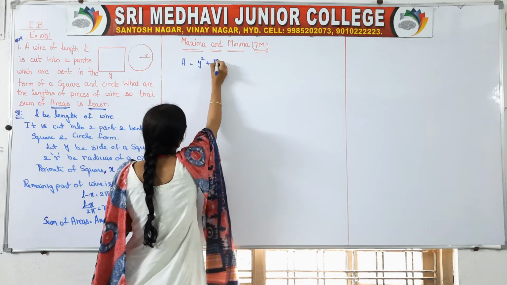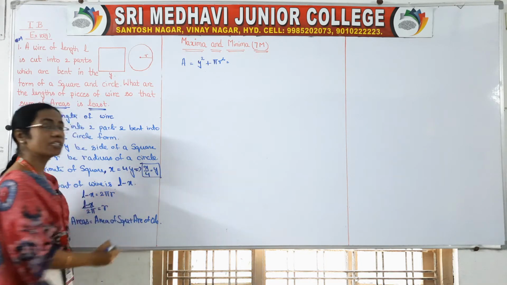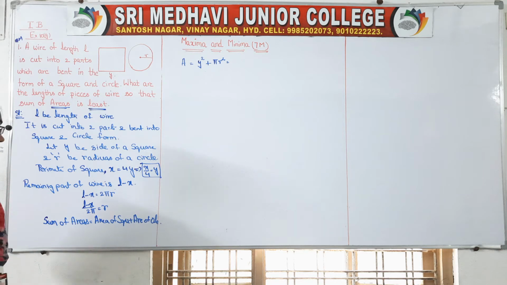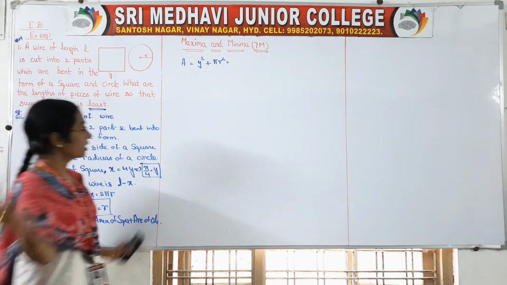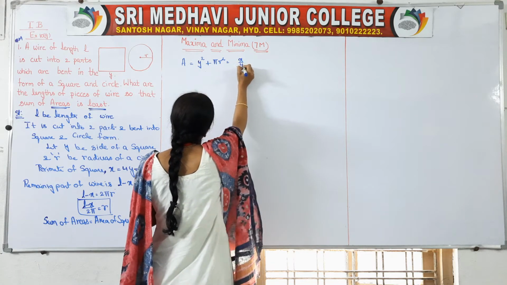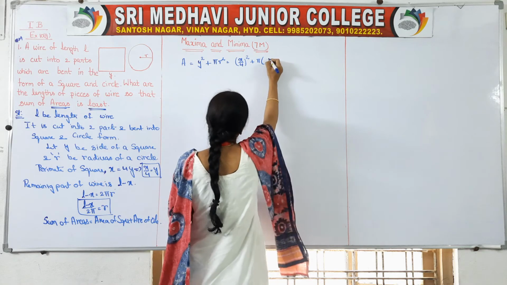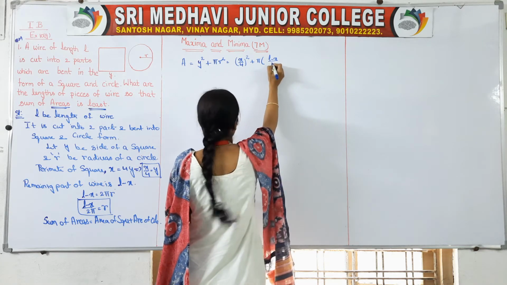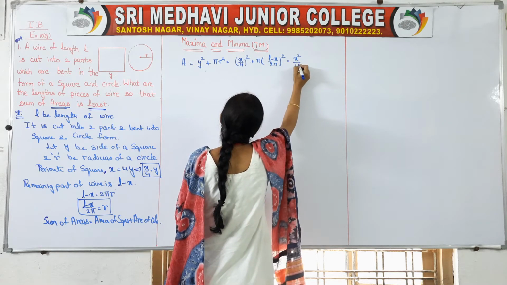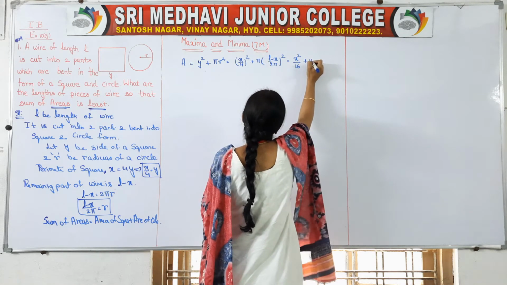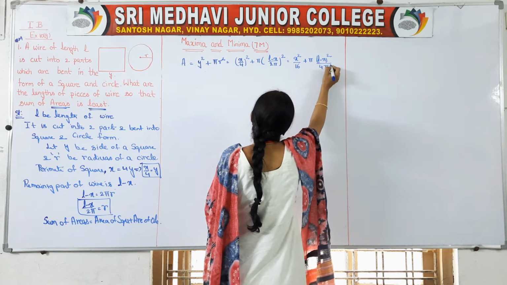Pi r square. So it is equal to, what is y? According to the given condition, y is x by 4. And what is r from the given condition? L minus x by 2 pi. So it is x by 4 whole square plus pi into r, what is r? It is L minus x by 2 pi whole square. So it is x square by 16 plus pi into L minus x whole square by 4 pi square.